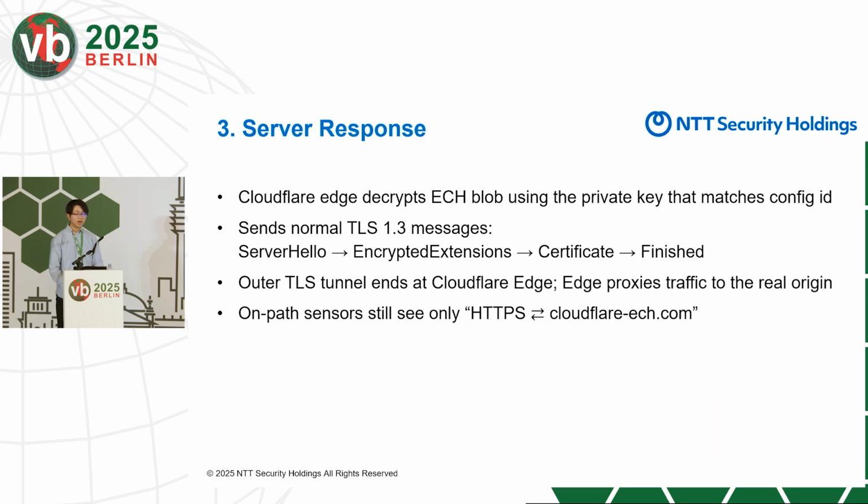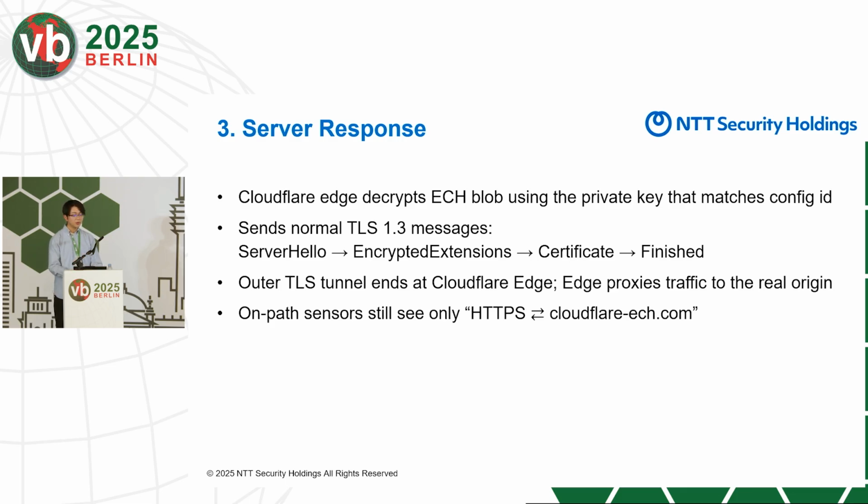After receiving the outer client hello, Cloudflare Edge reads the config ID, picks the matching private key, and tries to decrypt the payload. If decryption fails, the handshake simply falls back to a normal TLS connection without ECH. If it works, it learns the inner SNI and finishes a normal TLS handshake. Server hello, encrypted extensions, certificate, then finished.